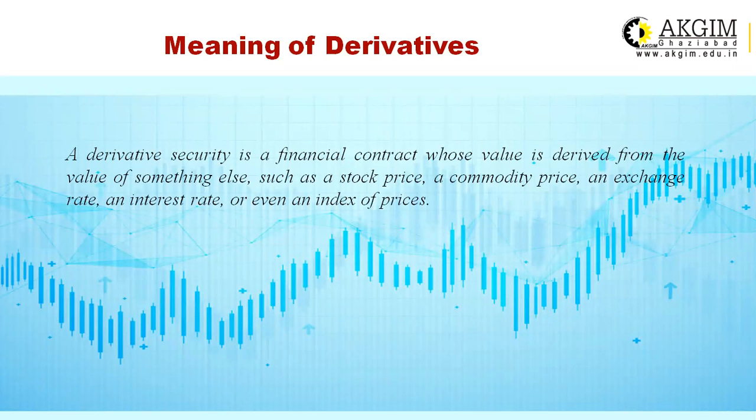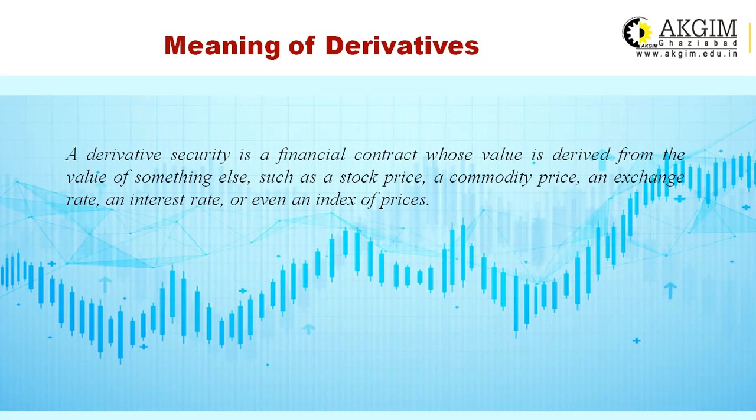Let us discuss first the meaning of derivatives. A derivative security is a financial contract whose value is derived from the value of something else, such as a stock price, a commodity price, an exchange rate, an interest rate, or even an index of the prices. A derivative does not have its own value. Its value is derived from the underlying asset.